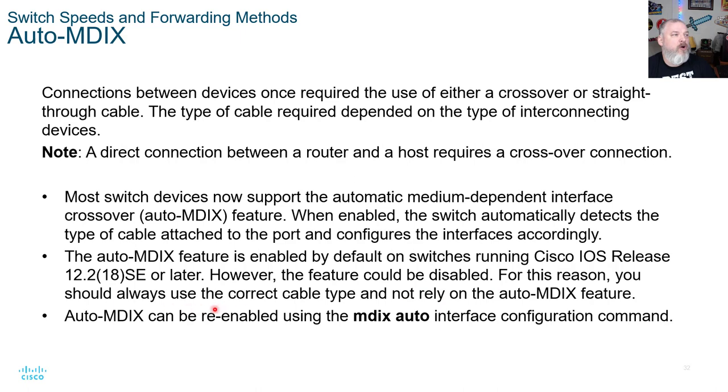And so for this reason, you should always use the correct cable type and not rely on the auto MDIX feature. You always should have correct cabling anyway, no matter what. Always have correct cabling. But just in case you get a cable that's configured wrong, the auto MDIX should fix it for you. And auto MDIX can be re-enabled using the mdix auto interface configuration command on your router or switch.